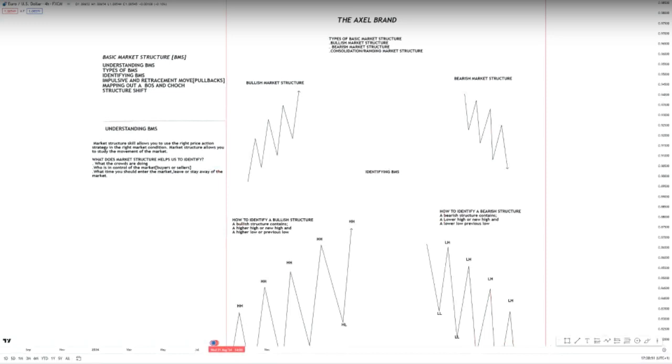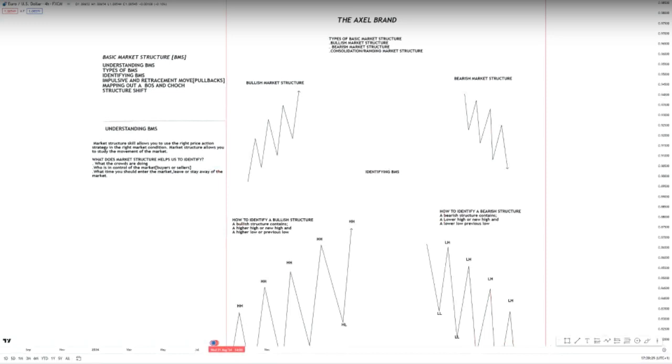What does market structure help you to understand? Market structure helps you to identify what the crowds are doing. You should know that there are a lot of people trying to make money from this forex market. So market structure helps you to understand what the crowds are doing, right? Who is in control of the market, the buyers or the sellers? Market structure helps you to understand whether the market is buying, whether the market is selling, or whether the buyers are in control or the sellers, right?